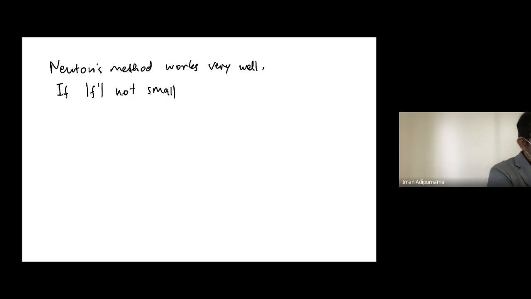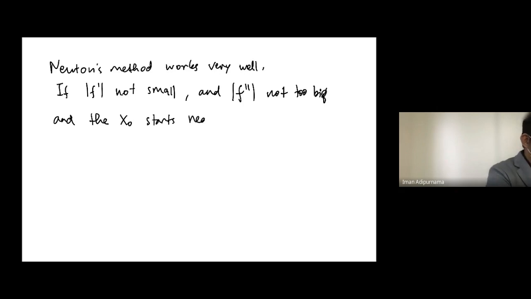Let me write here Newton's method. It works very well if the f prime is not small and the f double prime is not too big, and the point that you approach, the x0, should be nearby, not too far. And Newton's method can fail.